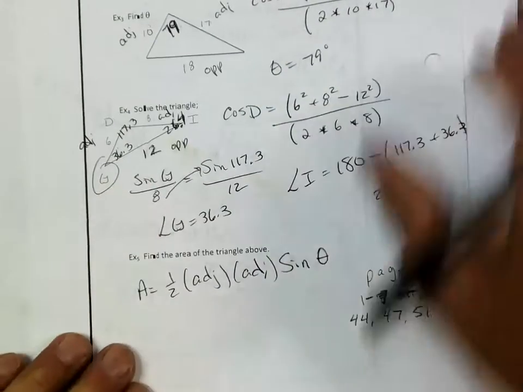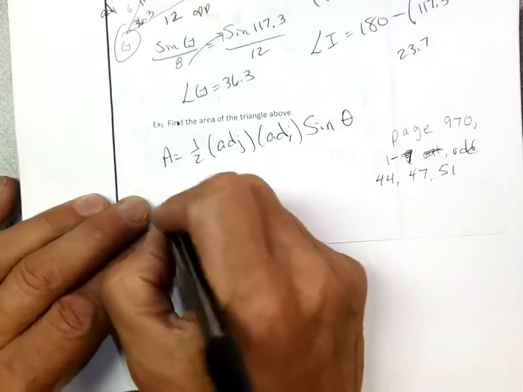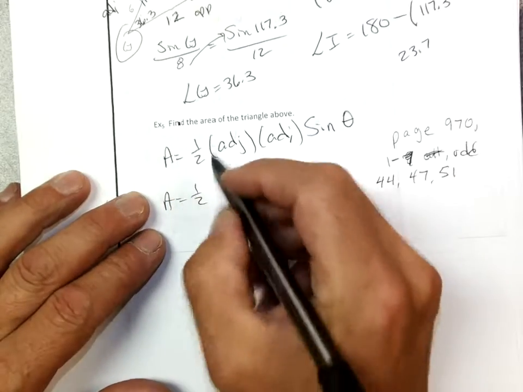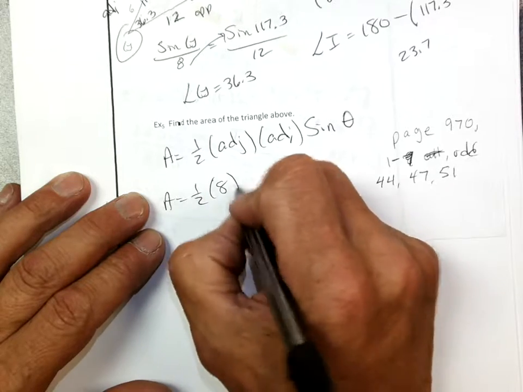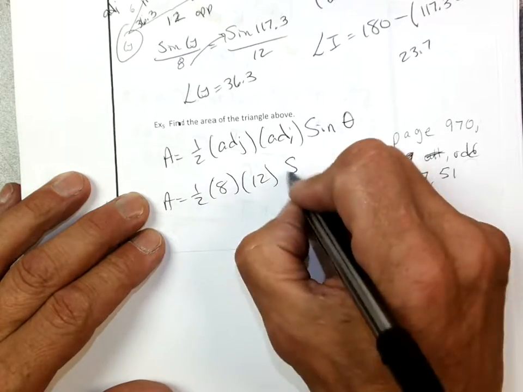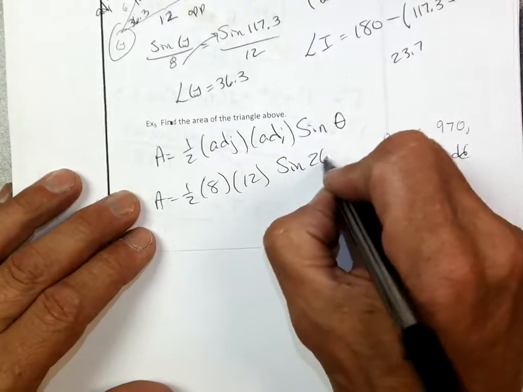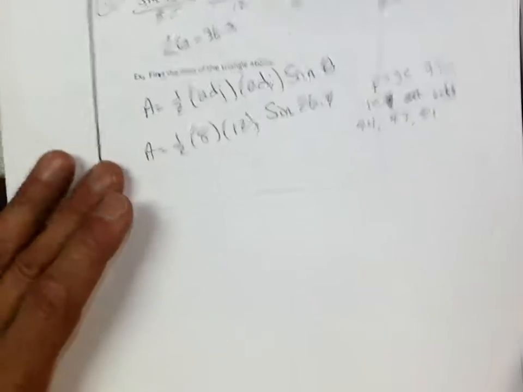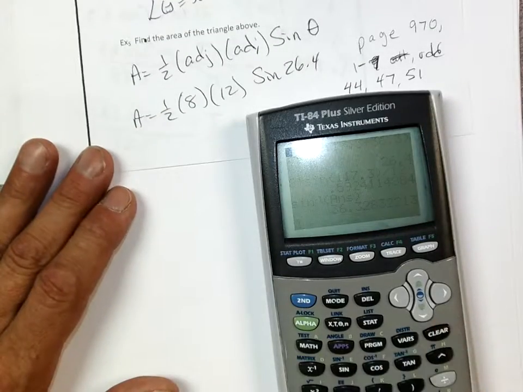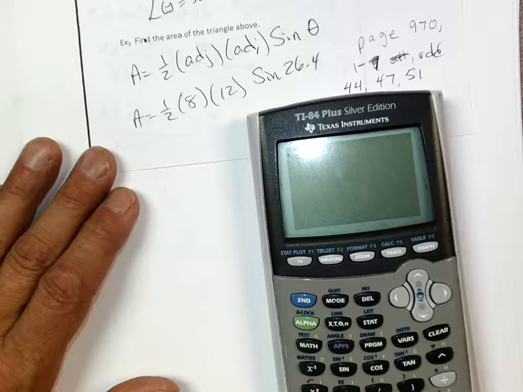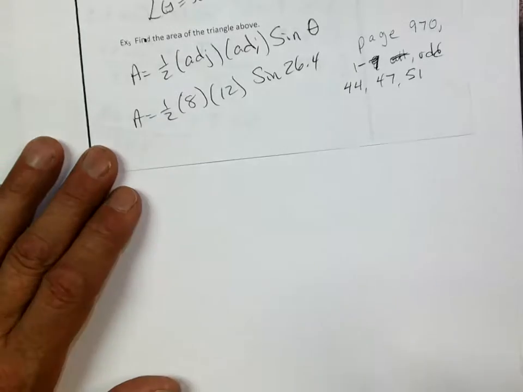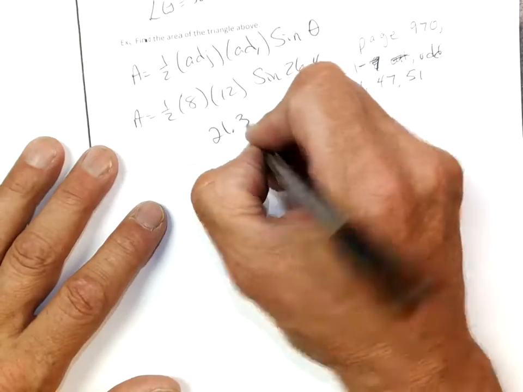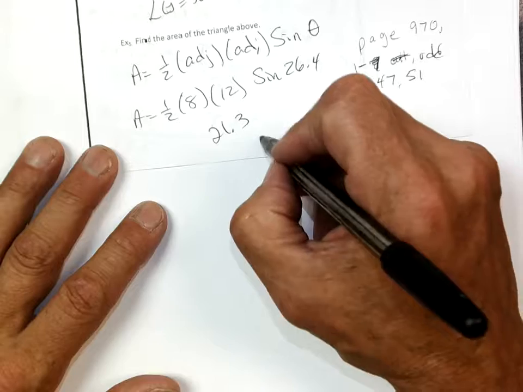Okay, now, let's finish this one up. So, area is equal to 1/2 adjacent, which is 8, times adjacent, which is 12, times the sine of 26.4. Thanks for fixing that angle, Avi, because we're going to get a better answer. We got about 21.3 as an area, and that's in terms of centimeters squared.